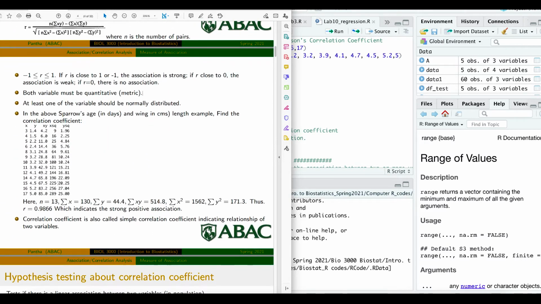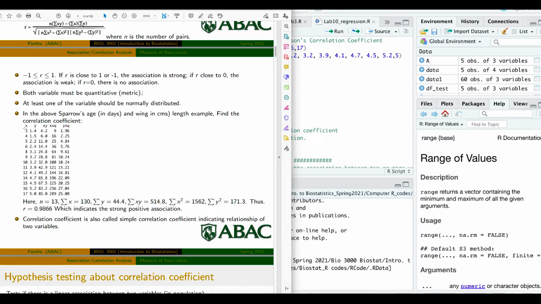The data is given in x and y, and I'm showing you how to do this manually, okay? You need to find x times y. You multiply 3 times 1.4, 4 times 1.5, 5 times 2.2, and so on. That is x times y. Also you need to find x squared, meaning you square x: 3 squared, 4 squared, 5 squared, and so on. And find y squared: that is 1.4 squared, 1.5 squared, and so on. After you do that, you find the sum of all these columns.